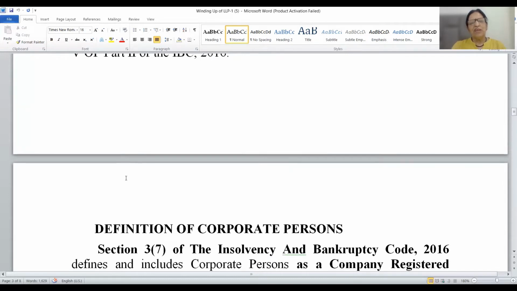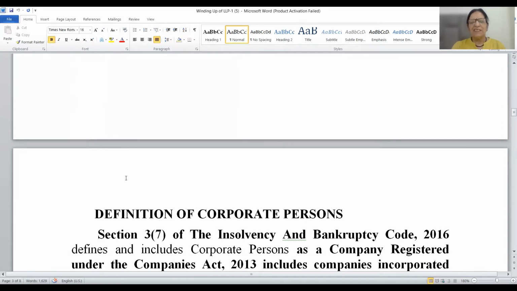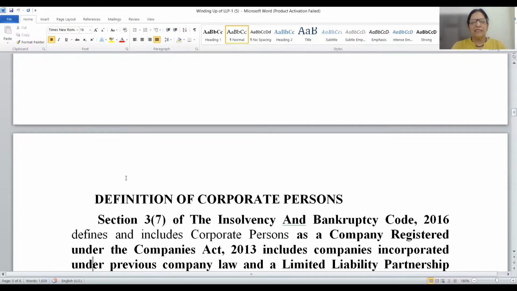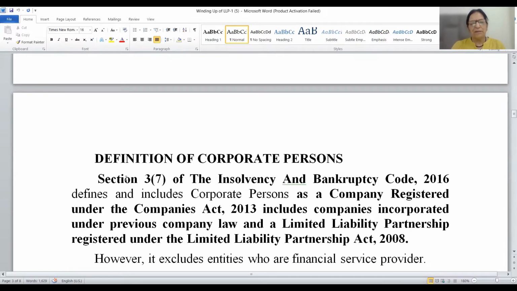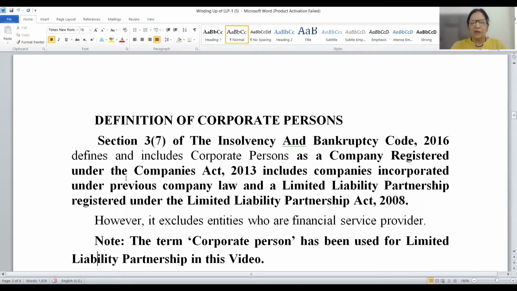Now the question arises, what is the meaning of the term corporate persons? Because I have used the term corporate person here, let us know now what it means. Section 3, Subsection 7 of the IBC Code 2016 defines and includes corporate persons as a company registered under the Companies Act 2013, including companies incorporated under the previous company law, which was 1956, and an LLP registered under the LLP Act 2008. However, it excludes the entities who are financial service providers.